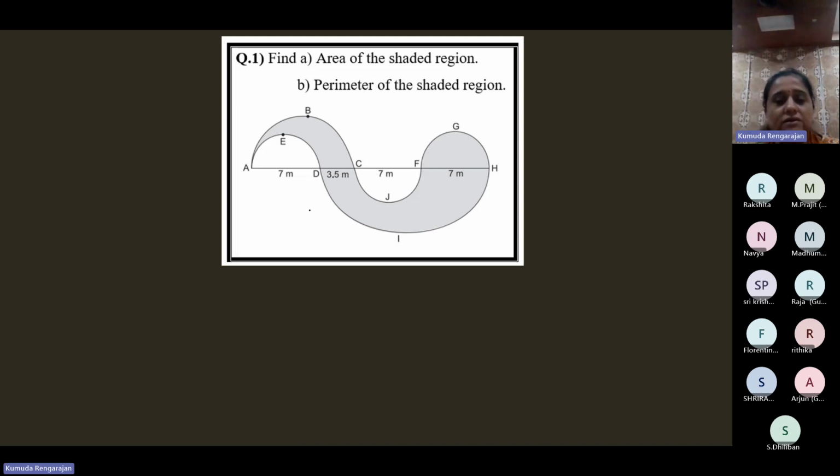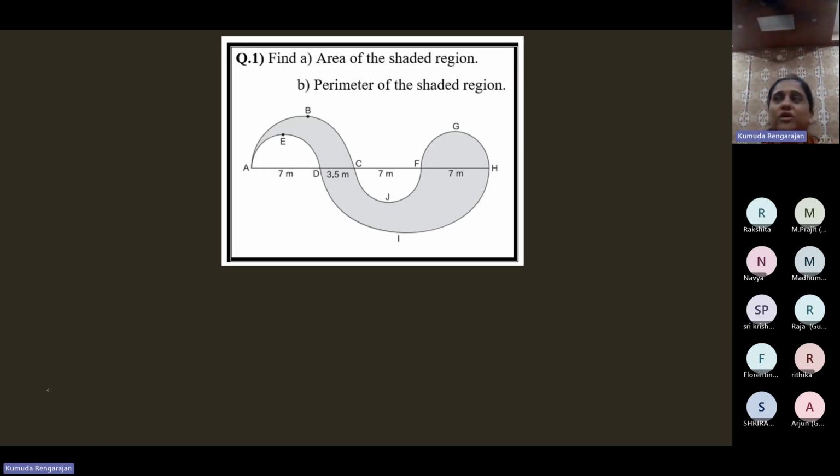To find the area of this shaded region, it will be the area of this semicircle minus the area of the other semicircle. I told you for area and volume that subtraction will work, not for perimeter. For perimeter, you should not do the perimeter of this one minus the perimeter of this one. No. For area and volume, you can subtract: the bigger area minus a smaller area, the bigger volume minus a smaller volume.